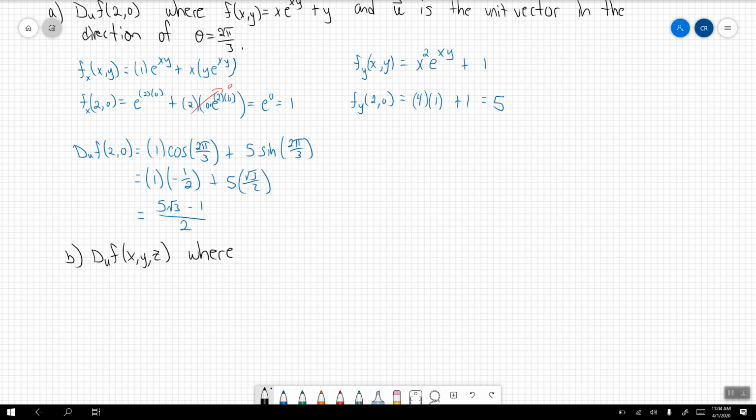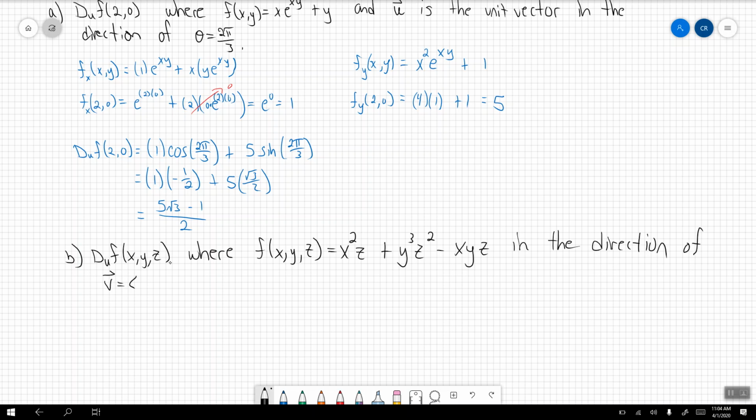And this is going to be where the function f of x, y, z is equal to x squared z plus y cubed z squared minus xyz, and that's going to be in the direction of vector v, which is given by -1, 0, 3.